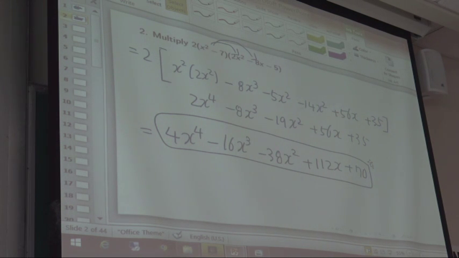Where did 38 come from? Oh, there is a 2. So distribute the 2 here, here, here, here. So 2 times the 19. There is a 2 outside. See, so this times a 2.